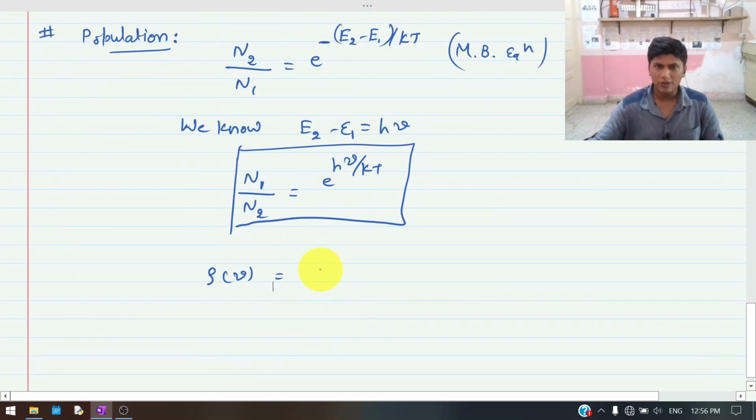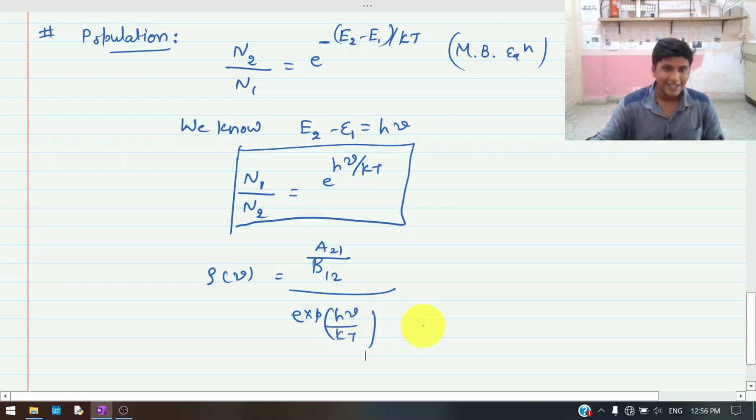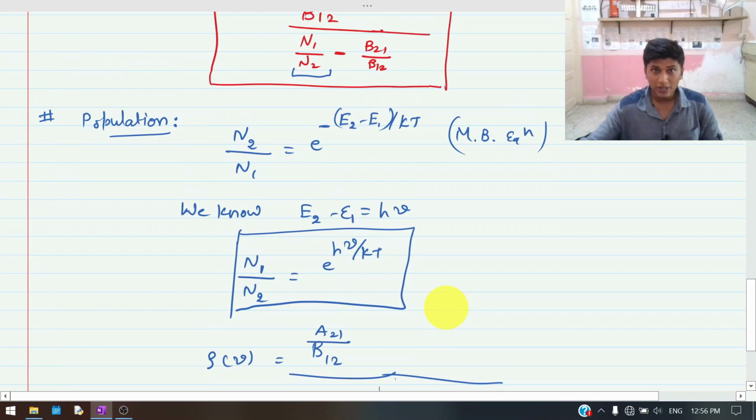A21 B12. I don't remember it, so ideally you should also not remember it, but since you have to give exam, what can we do? Minus, how much is it? B21 over B12.